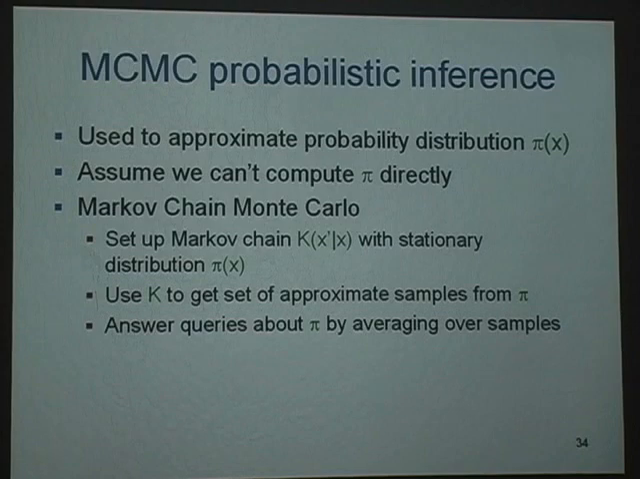So our algorithm is an MCMC algorithm. MCMC, or Markov chain Monte Carlo, is a family of probability inference algorithms. The setting in MCMC is that you have some distribution pi of x over some x, and assume we can't necessarily compute pi directly, and maybe we can't even sample from it directly. So MCMC methods are based on setting up instead a Markov chain K whose stationary distribution is pi. In other words, if you run this Markov chain for a long time, you get samples approximately from pi. Given such a Markov chain, you can run it for a long time, get these samples, and then use those samples as a Monte Carlo estimate. So we can answer any question we may have about pi by averaging over the samples instead.